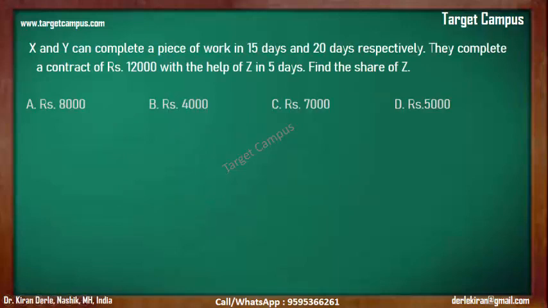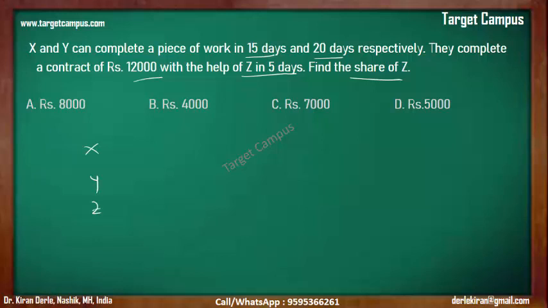X and Y can complete a piece of work in 15 days and 20 days respectively. They complete a contract of 12,000 rupees with the help of Z in 5 days. Find the share of Z. No issues. See, X, Y. Hope you have understood the unitary approach, right?